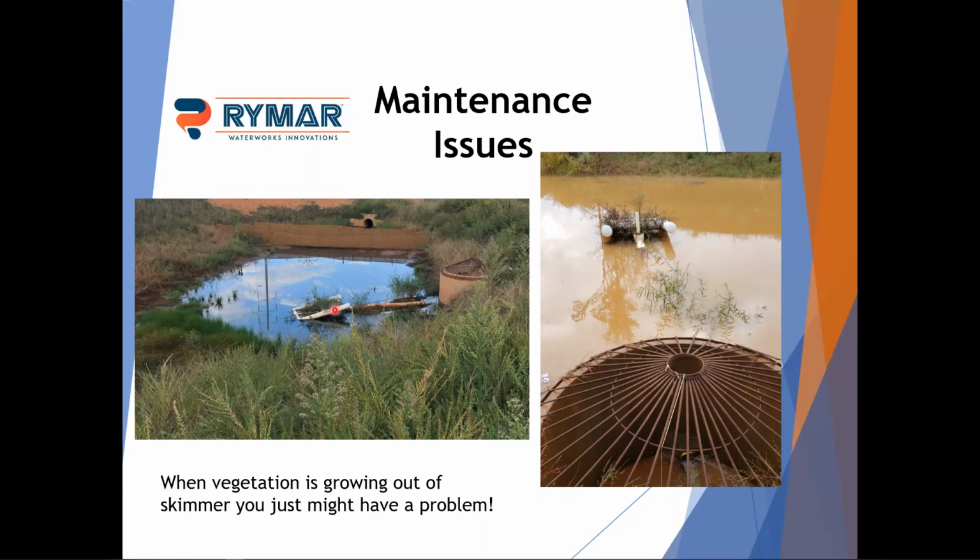This particular skimmer had a root ball that was pretty much blocking all the flow. So this pond was holding water for weeks, not just days. And once they removed the root ball, it started flowing again and started functioning a lot better than it had been.